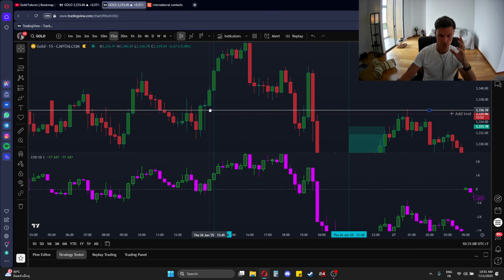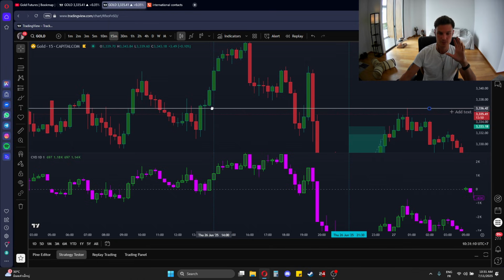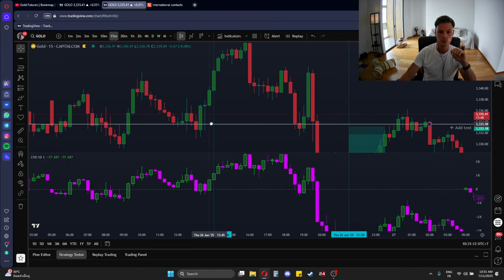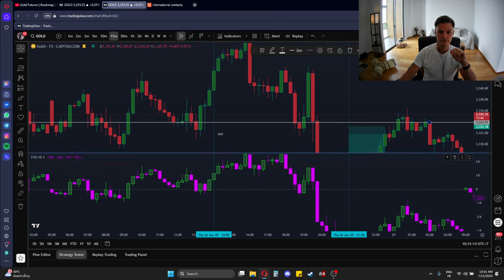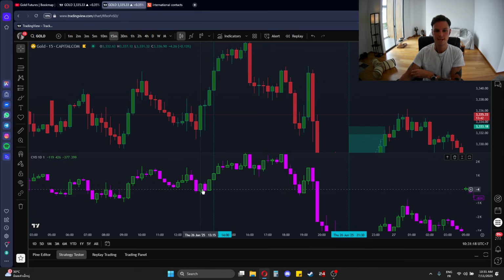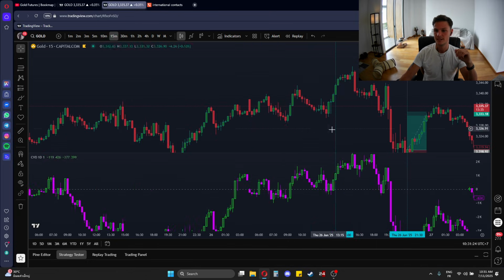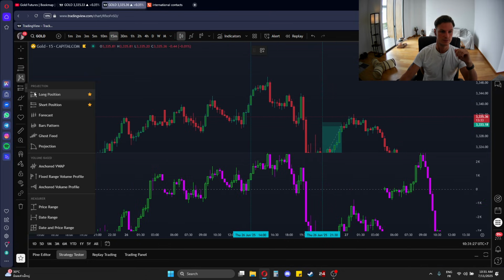Again, it's absorption. That's a very important concept and it's the most important one. Absorbing here all of these sellers and pushing, in fact, pushing price up. Okay, negative delta, but bullish price action. That's a divergence.